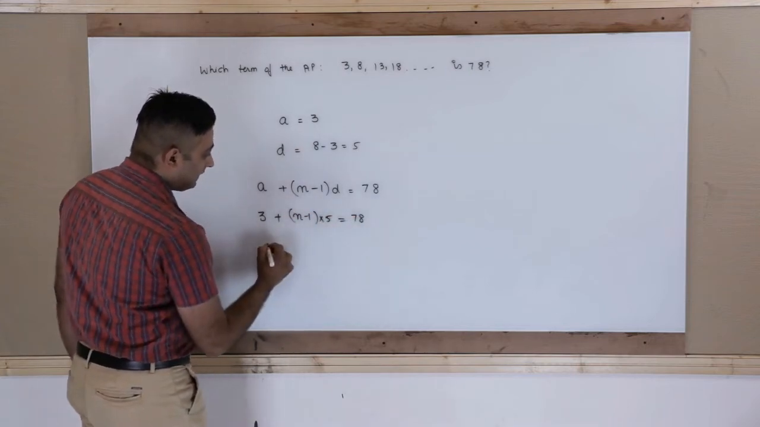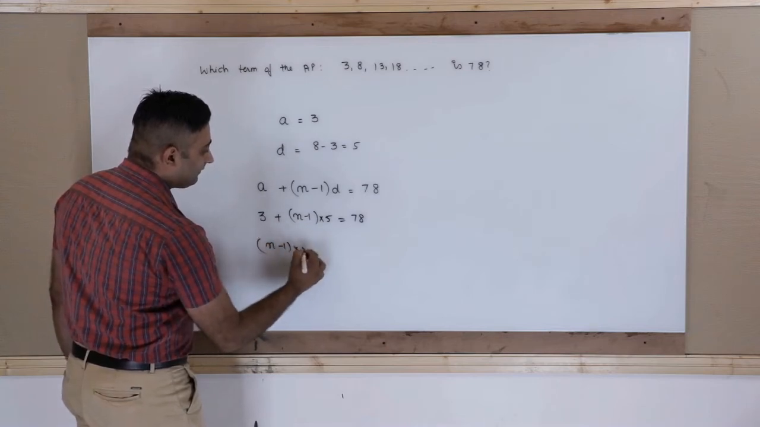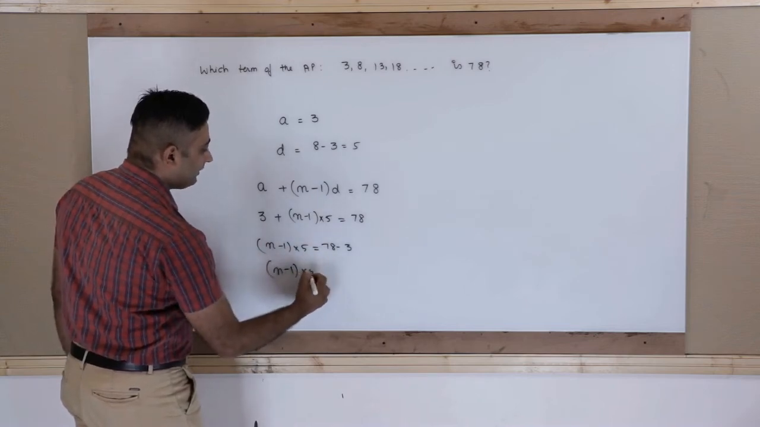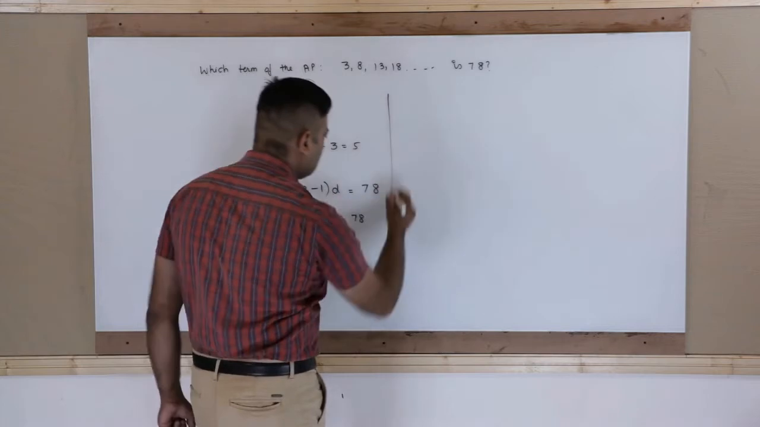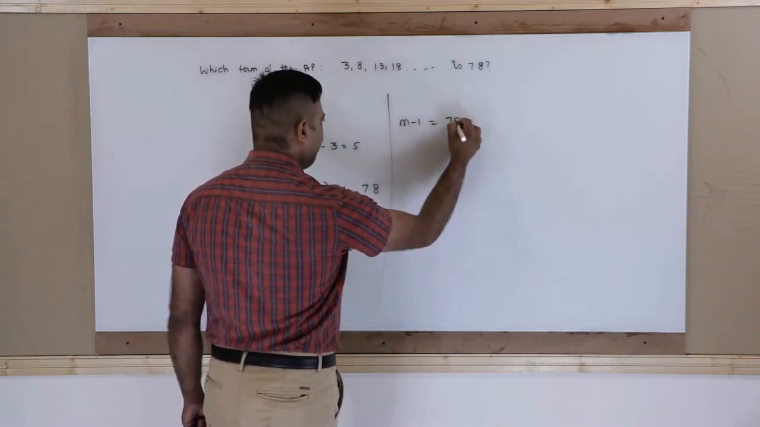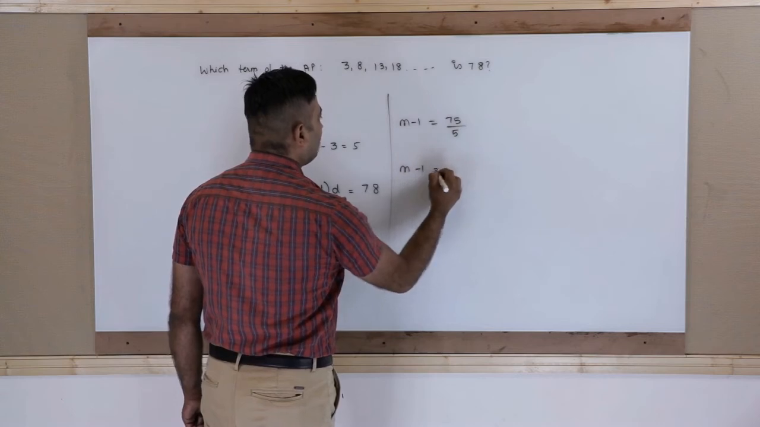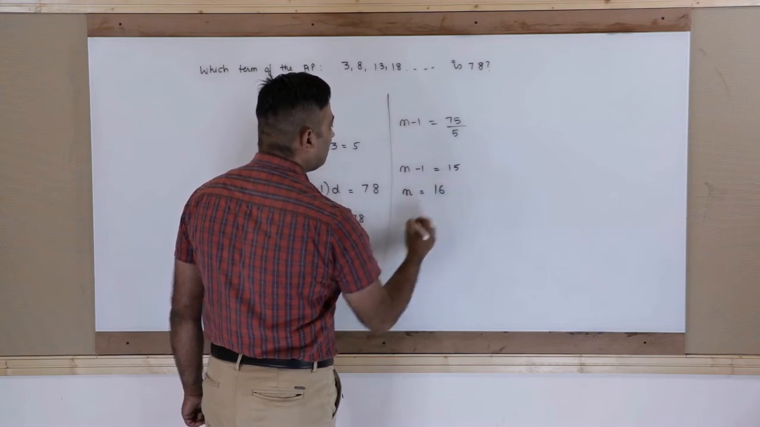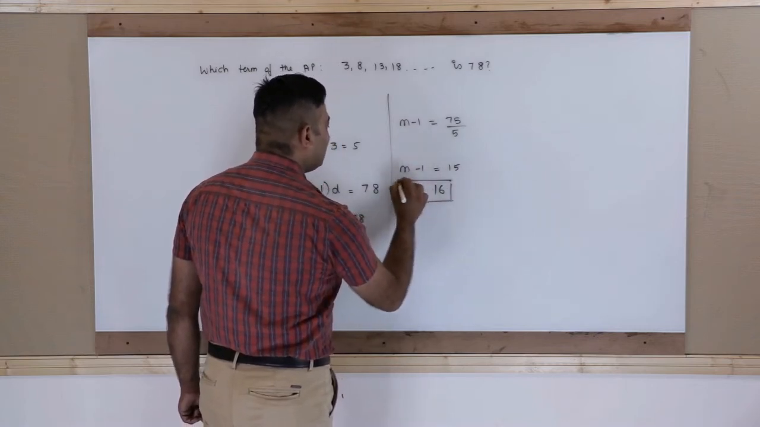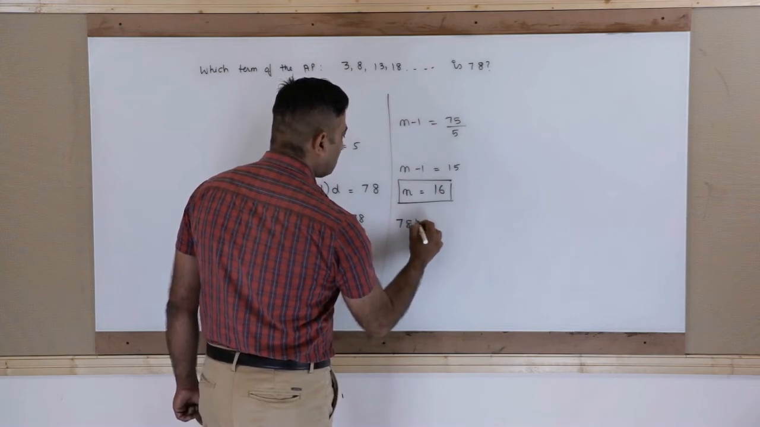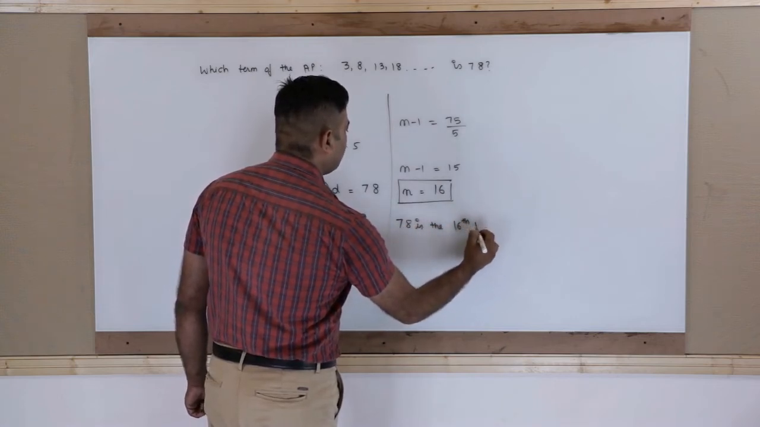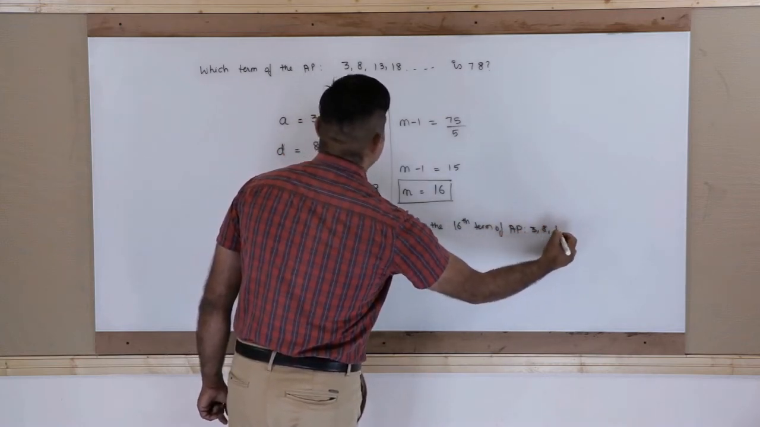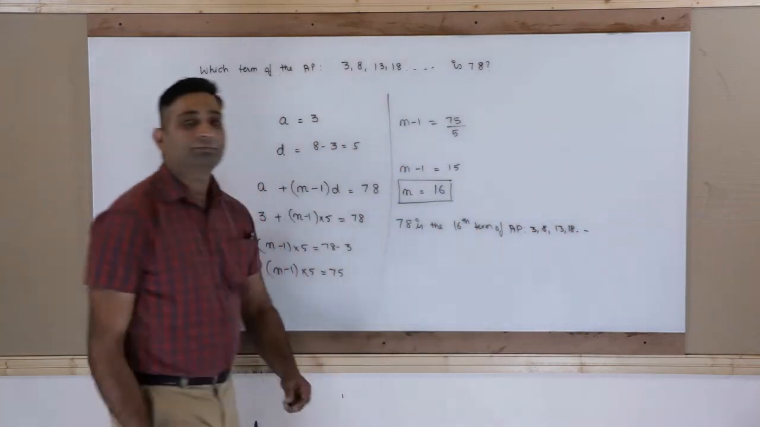Now this is n minus 1 into 5 is equal to 78 minus 3. That means n minus 1 into 5 is equal to 75. That means n minus 1 is equal to 75 divided by 5. That means n minus 1 is equal to 15. That means n is equal to 16. So we can say that 78 is the 16th term of AP 3, 8, 13, 18 and so on.